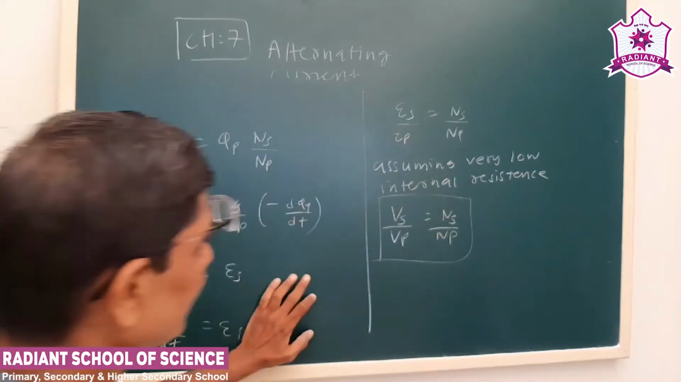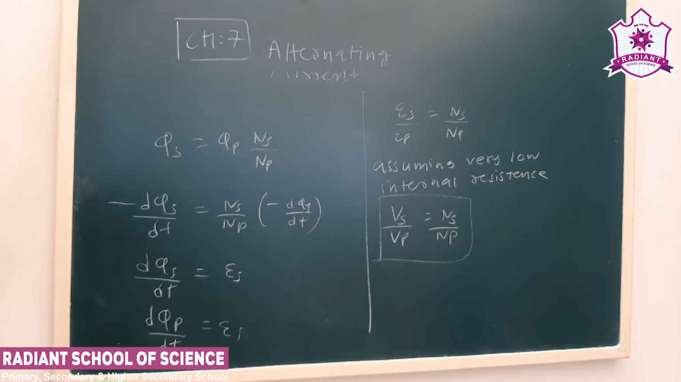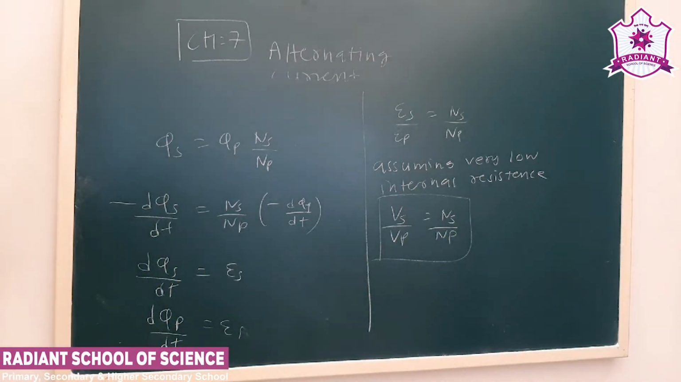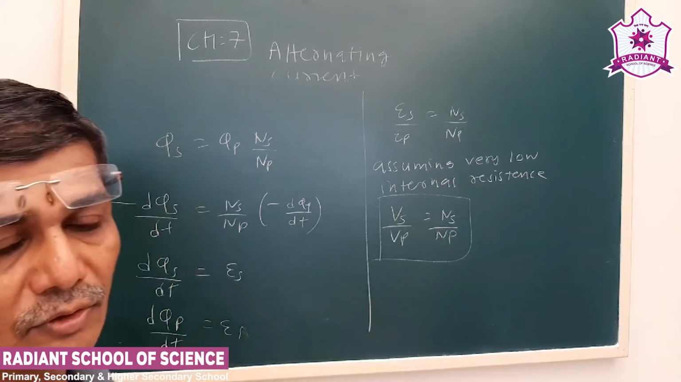Now Vs is the secondary voltage and Vp is the primary voltage. Ns is the number of turns in the secondary, Np is the number of turns in the primary. Now this is secondary voltage, this is primary voltage.